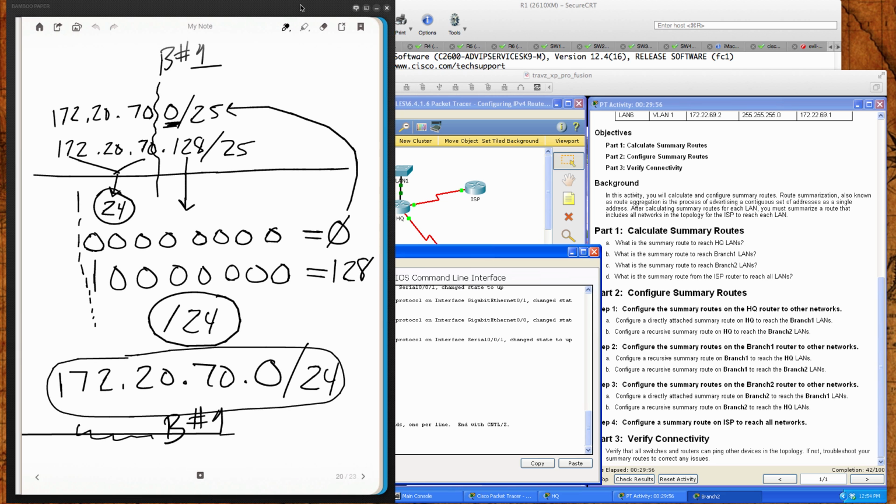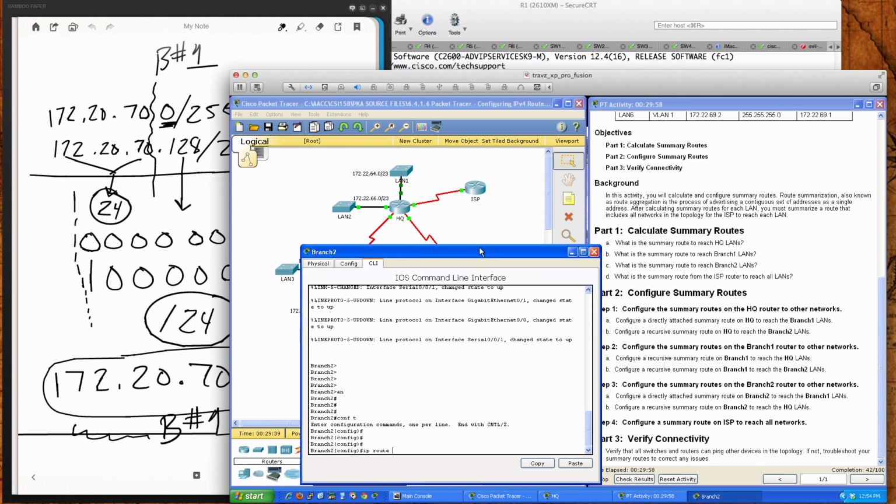So the IP route over to the branch 1 summarized addresses. I actually have a little space here. Let me slide this guy over. So this is going to be to get to 172.20.70.0, and it's a /24.